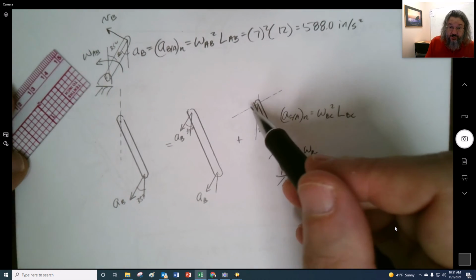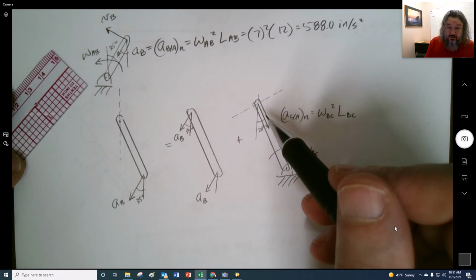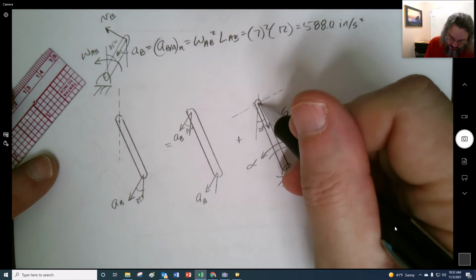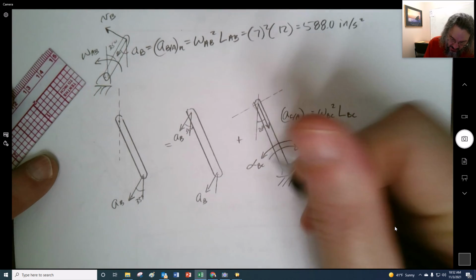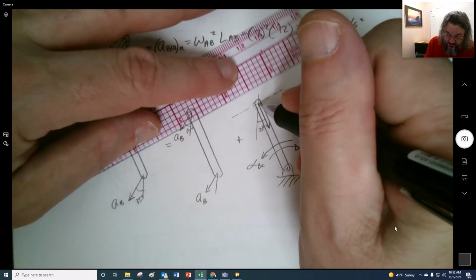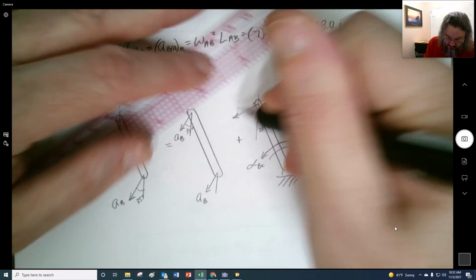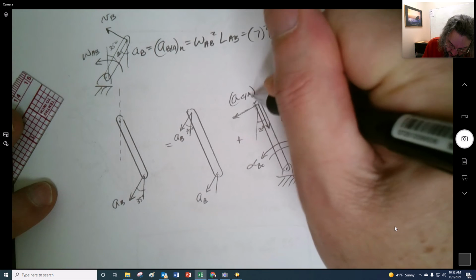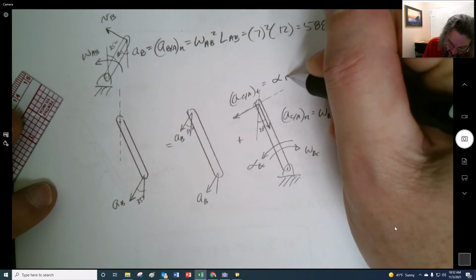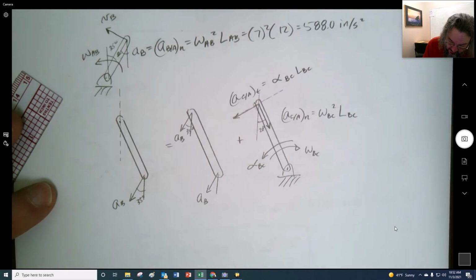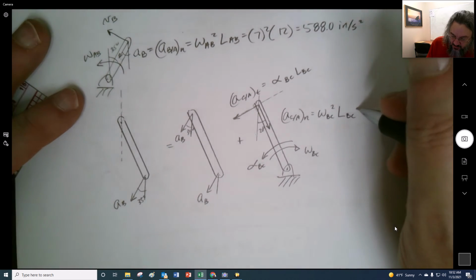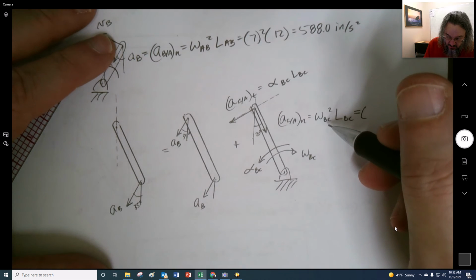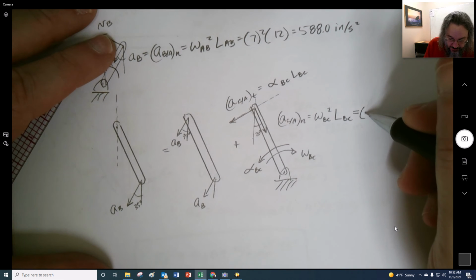Now we have to decide which way we think the acceleration is going to go. I say the best way to do this is take tangential acceleration and make that go counterclockwise. So here is my assumed direction, and that's going to be the acceleration of c with respect to a tangentially, which we know is alpha BC LBC. I'm going to go ahead and write out what this numeric value is going to be. I think that makes it easier to do.